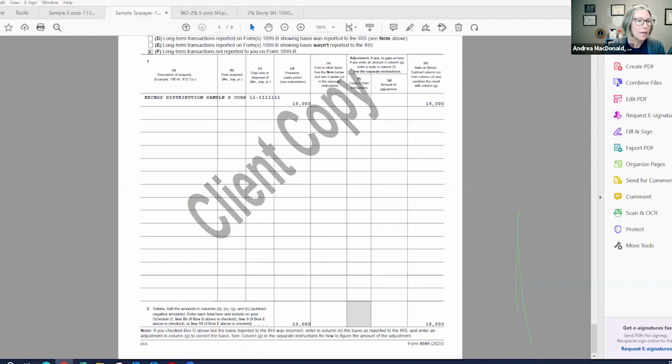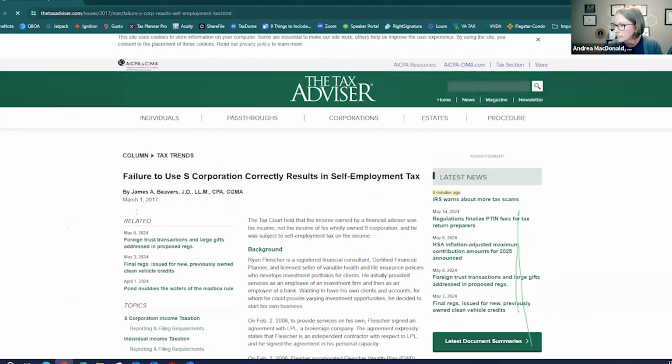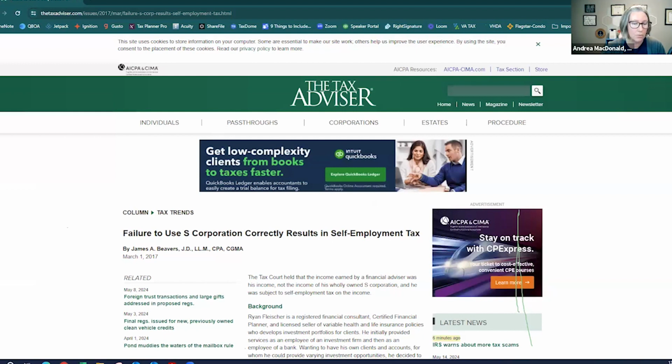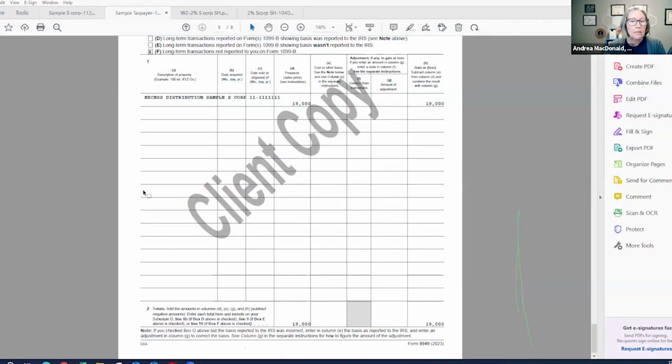This was a tax court case. I believe he was a financial advisor. Let me see. Fleischer v. Commissioner. So I'm going to link to a non-authoritative source, but then you can use that to go find the actual tax court case and the findings. So to recap that, if they're not in a state that allows the license to be transferred to their entity, they are not allowed to report their income on an S corporation.